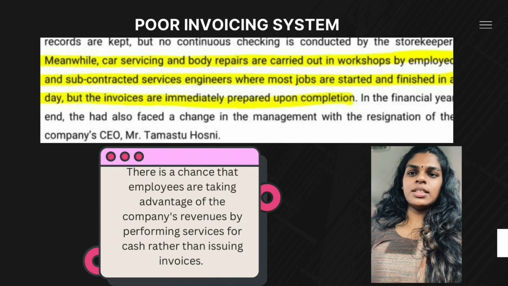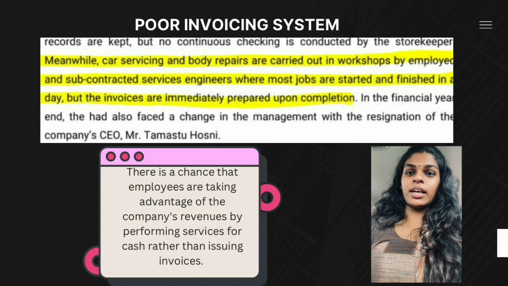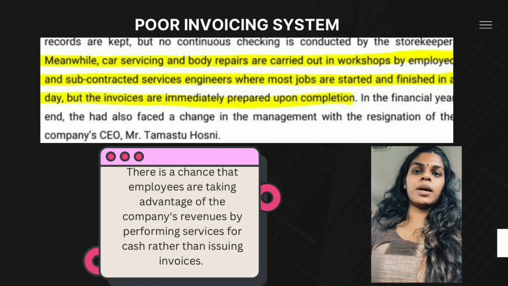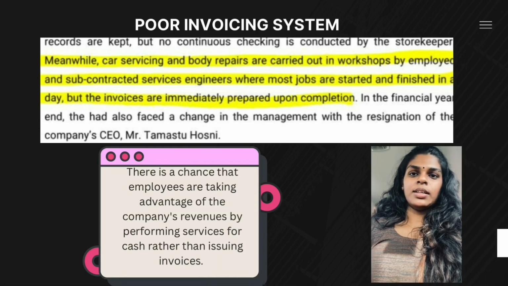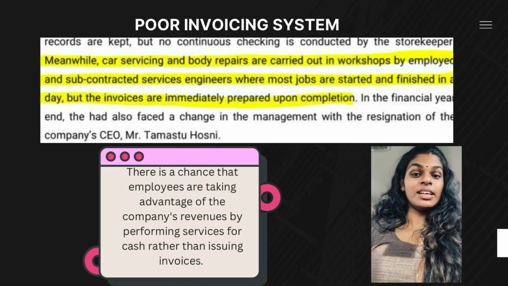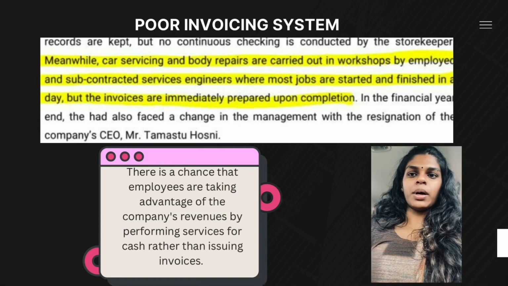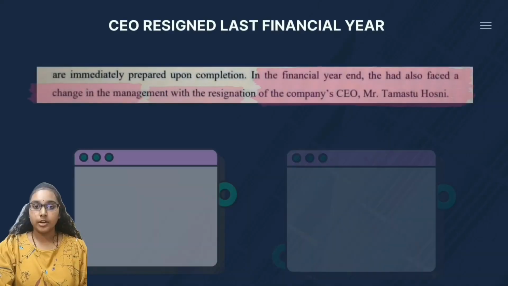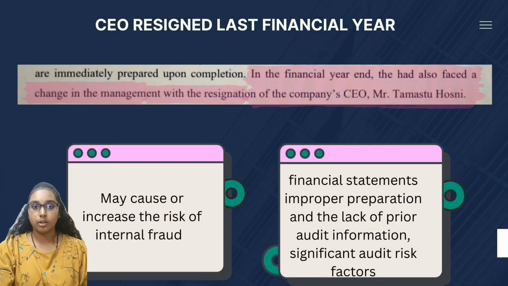The evidence is that car servicing and body repairs are carried out in the workshop by employed and some subcontracted service engineers, where most jobs are started and finished in a day, but invoices are not immediately prepared upon completion. According to the information, sales are declining. This can be the result of incorrect invoicing for work done by engineers and staff. There is a chance that employees are taking advantage of the company's revenue by performing services for cash rather than issuing invoices.